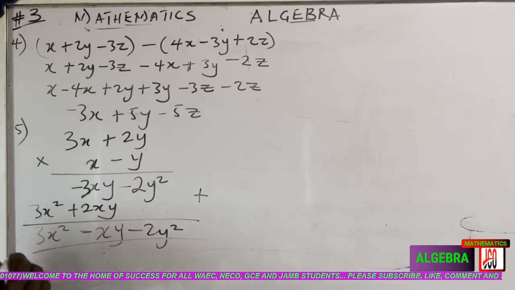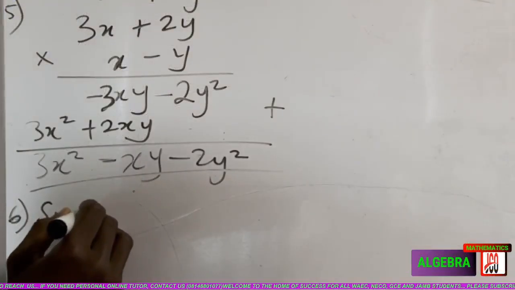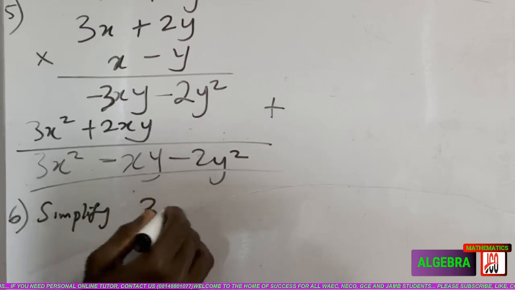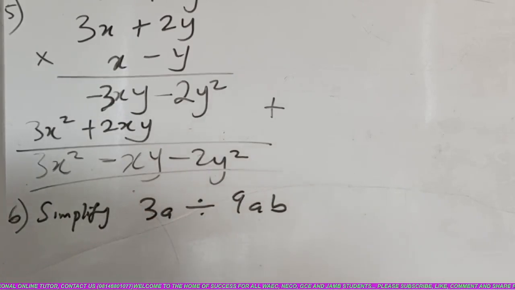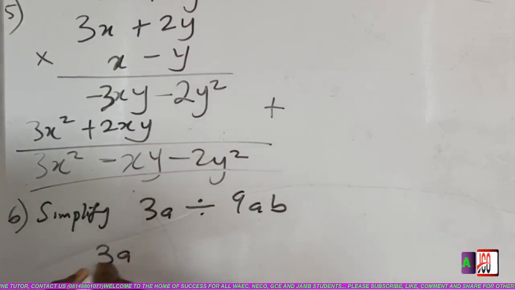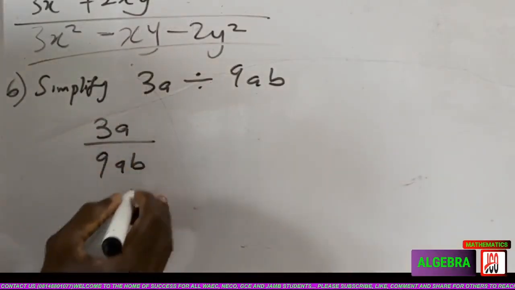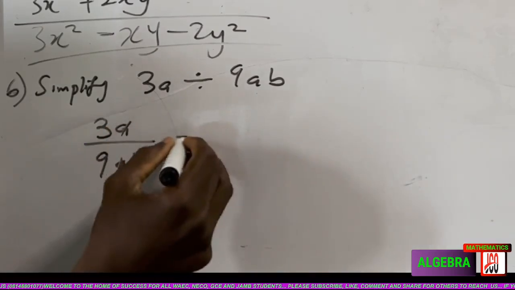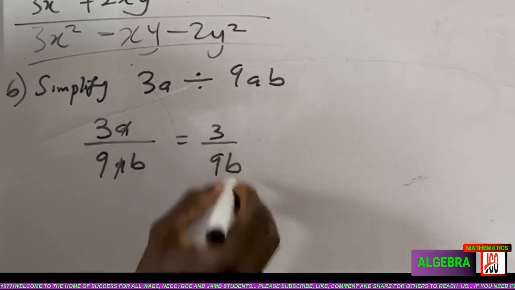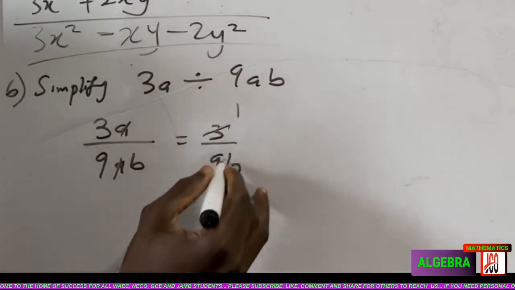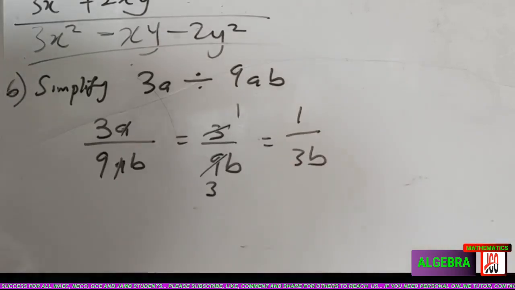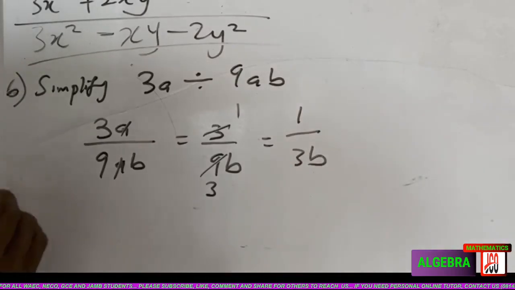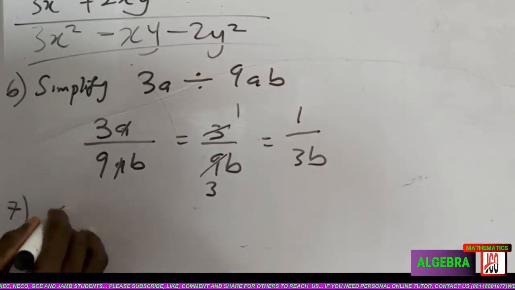Okay. Question 6. Simplify 3a divided by 9ab. Because this is division, I'll rearrange. We have 3a over 9ab. a will divide a, I'll be left with 3 over 9b. 3 here 1, 3 here is 3. I'll be left with 1 up, 3b down. That is it. Take some more.